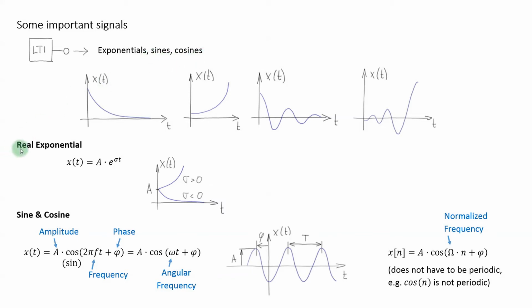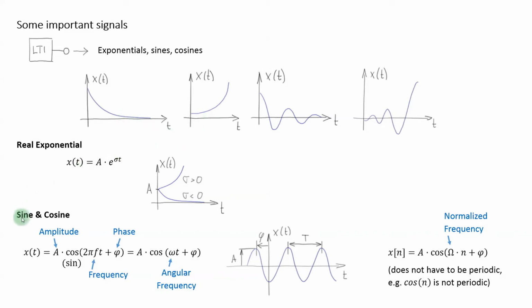So first, the real exponential. Mathematically, we can write the real exponential like this, and its graph looks like this. An important point to note is that depending on this sigma, the exponential can asymptotically approach 0, which happens when sigma is negative, or it can diverge to infinity, which happens when sigma is positive. So based on the value of sigma, we will be able to distinguish between these two types of behavior, between the stable and unstable behavior.